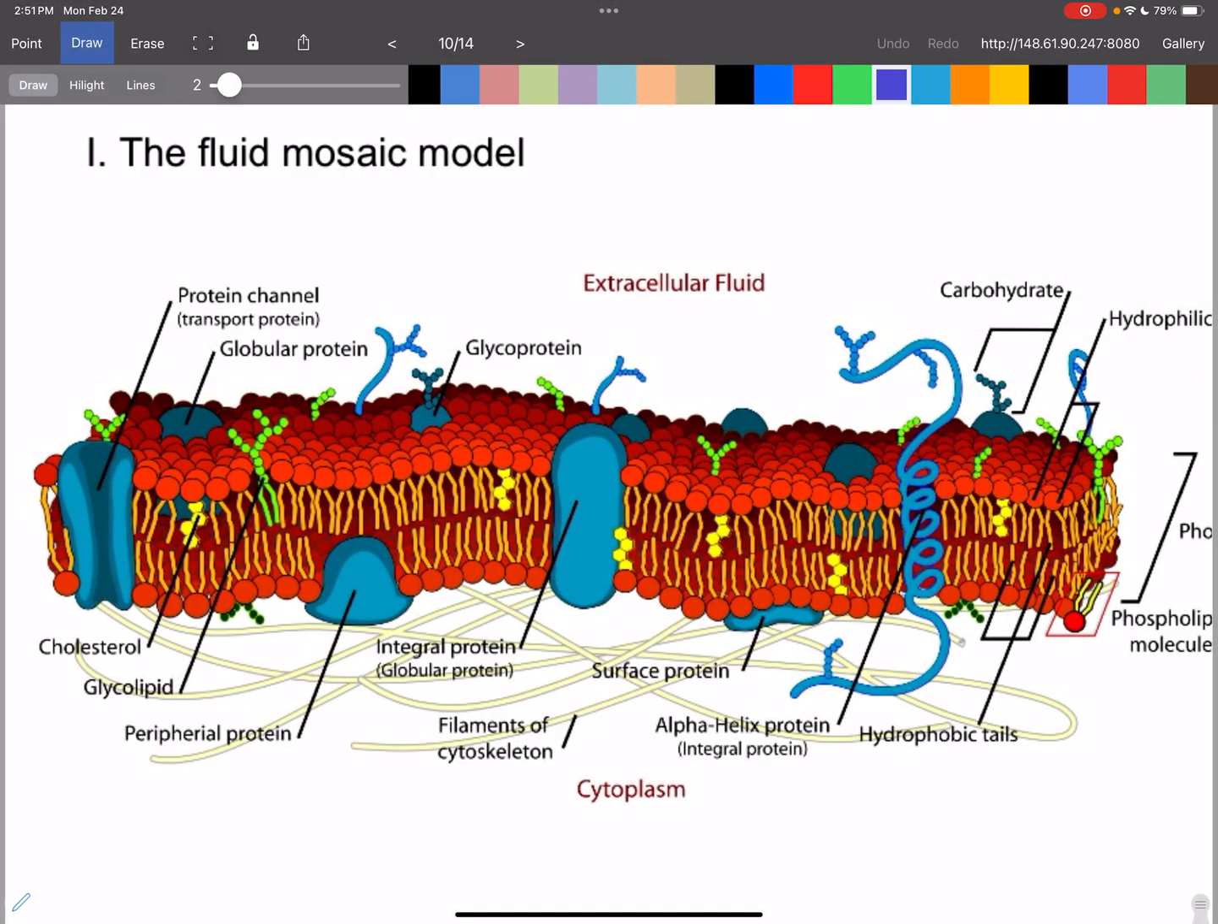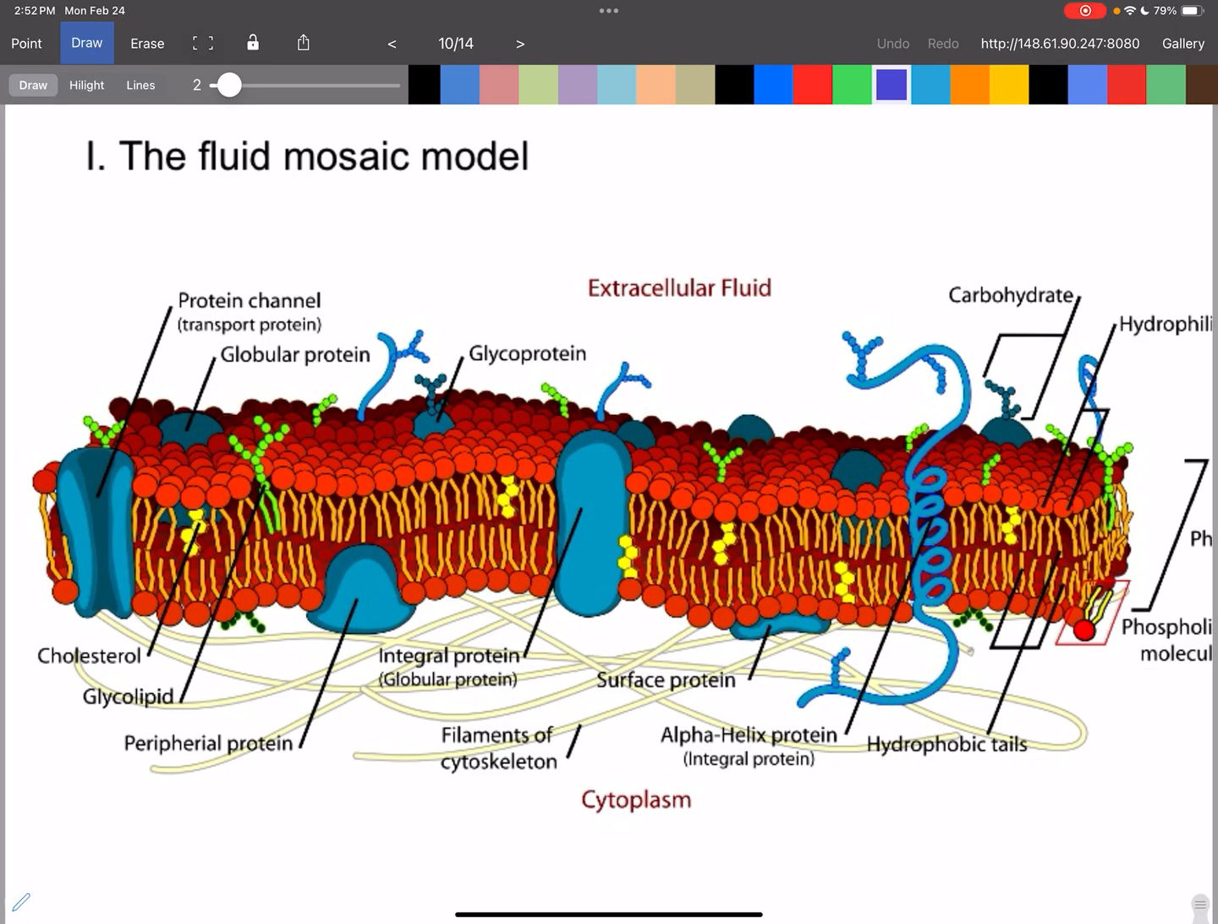The fluid mosaic model is our basic understanding for how membranes operate and how they're structured. So as I was saying in the previous video, membranes are what compartmentalizes the cell and makes the cell a cell, and what makes the organelles inside the cell separate compartments altogether. So let's take this name apart, fluid mosaic.